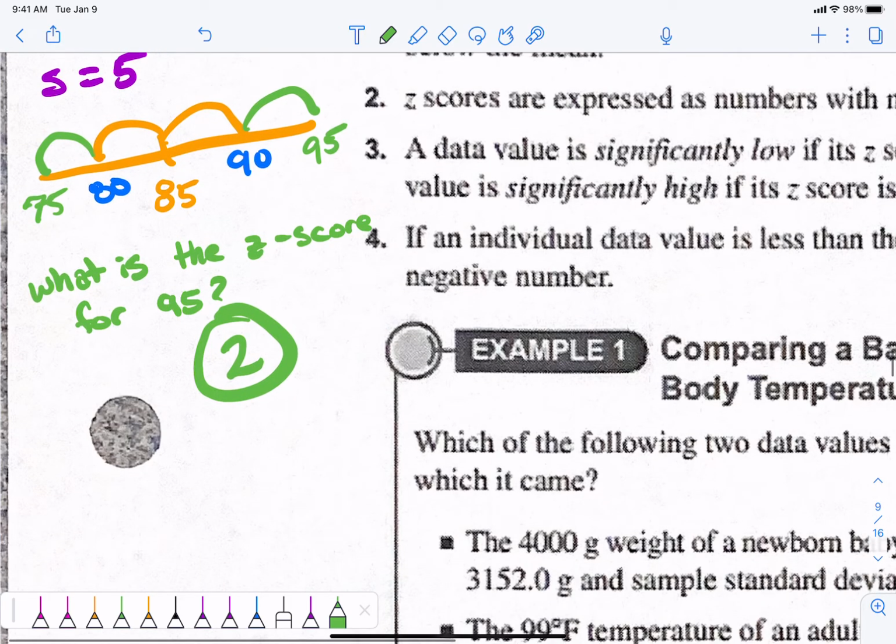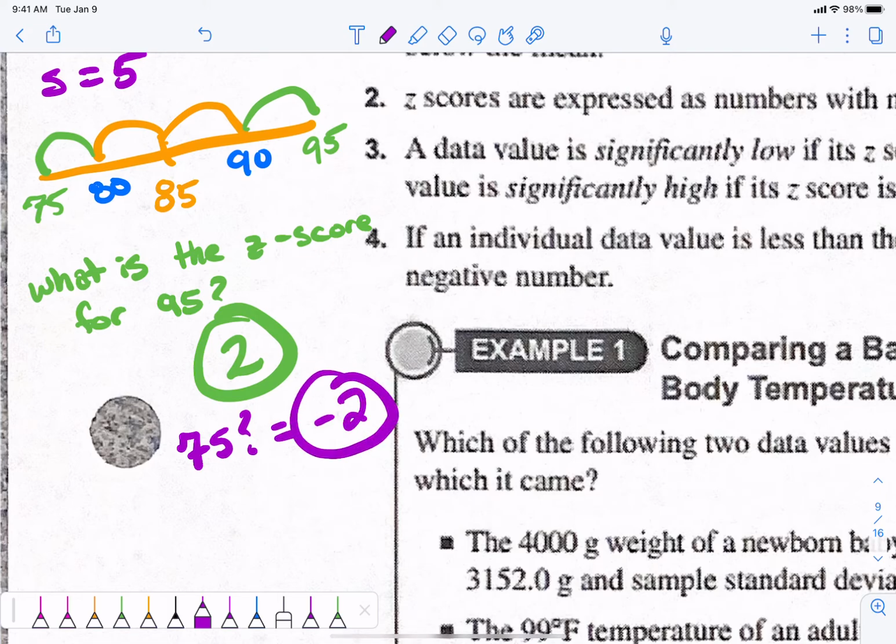What is the z-score for like 75? -2. Z-scores will be negative. If it is negative, that means it's below the mean. If it's a positive, that means it's above the mean. Does this make sense? Z-score of 2.